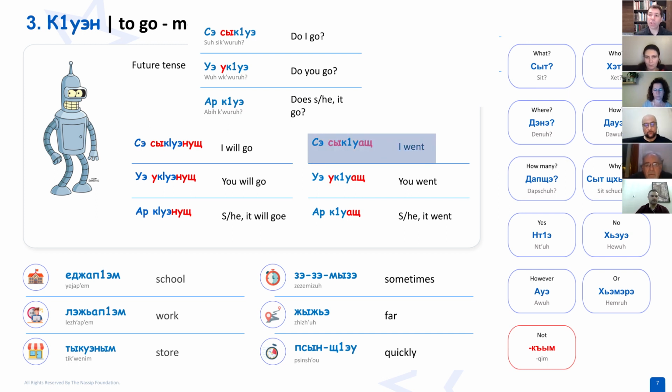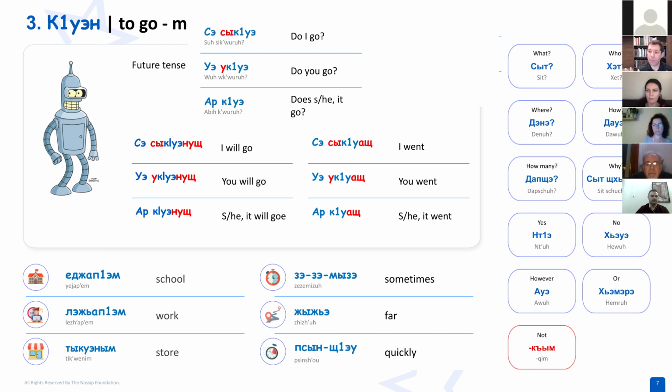And then the past tense, equally simple. Sa sequas, wa woquas, ar quas, he, she, or it went. We're not going to practice this. I just wanted to give you an overview of how this works, and this is for all verbs. I'm going to say 99.9% of the time, any verb that we cover, you just put anus for the future and ash for the past, okay? And for the statement form, this works.